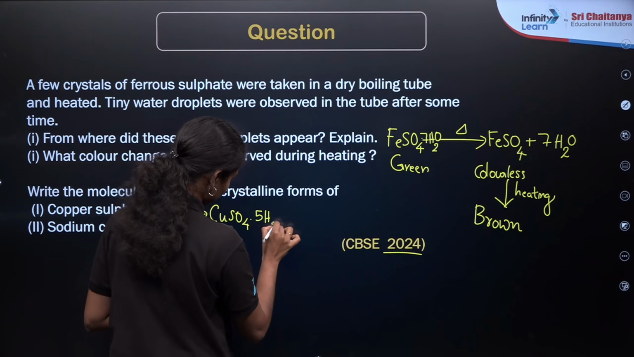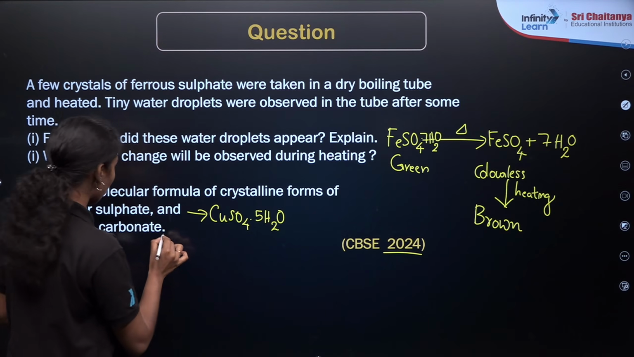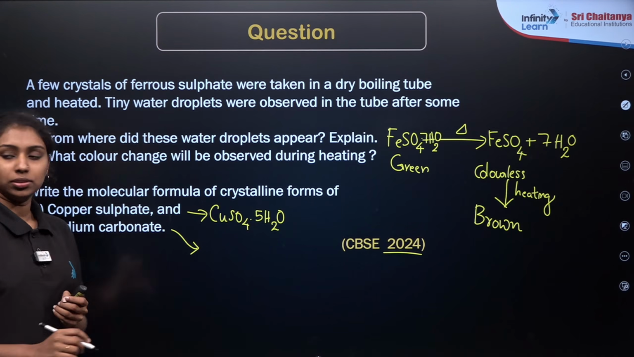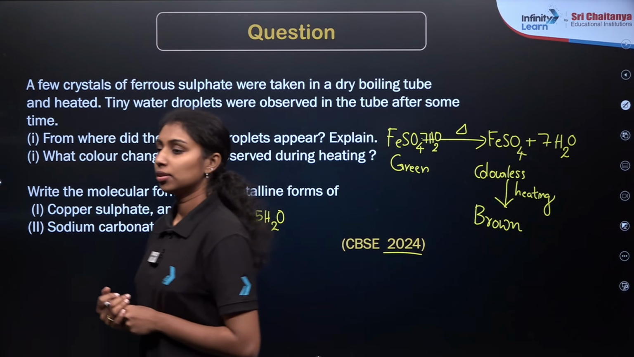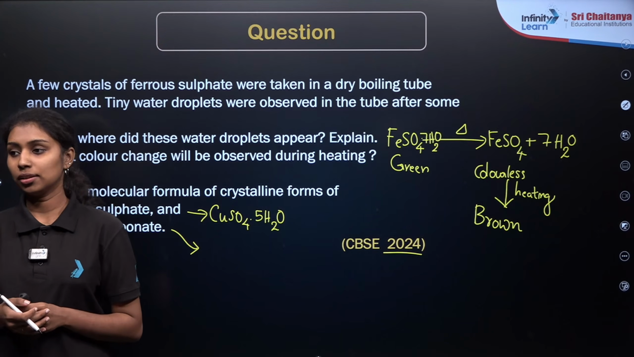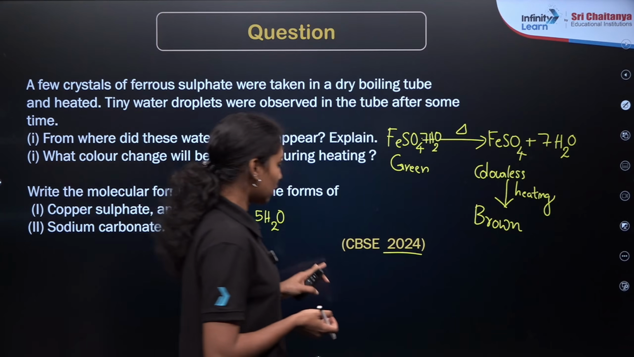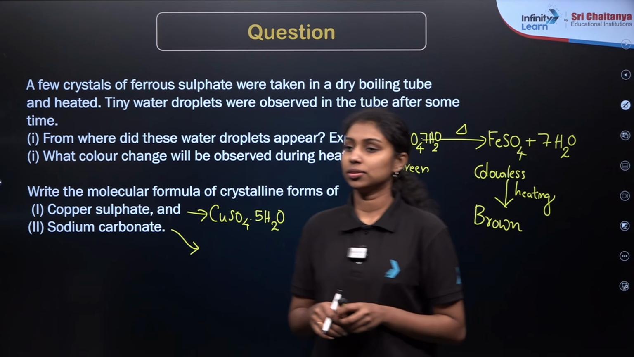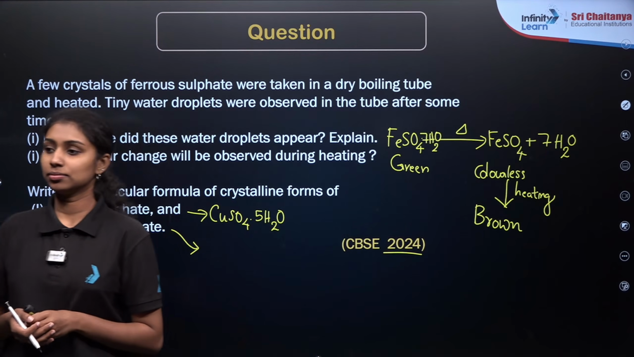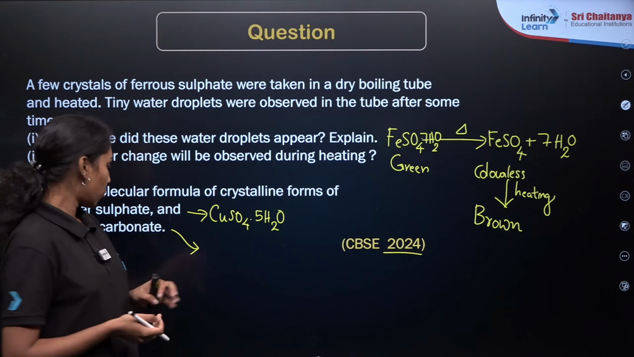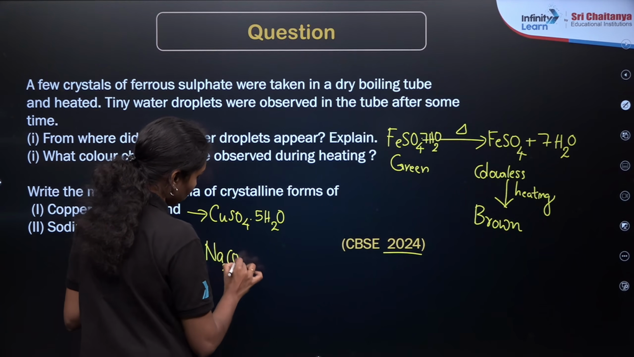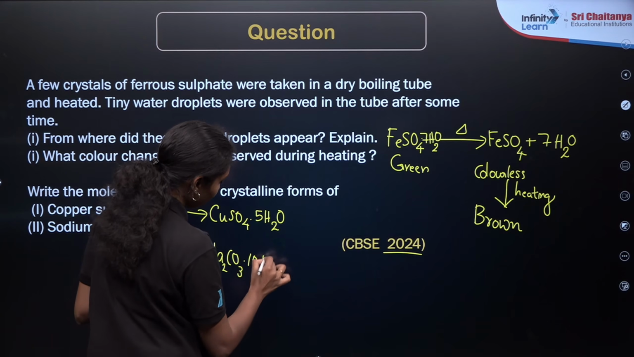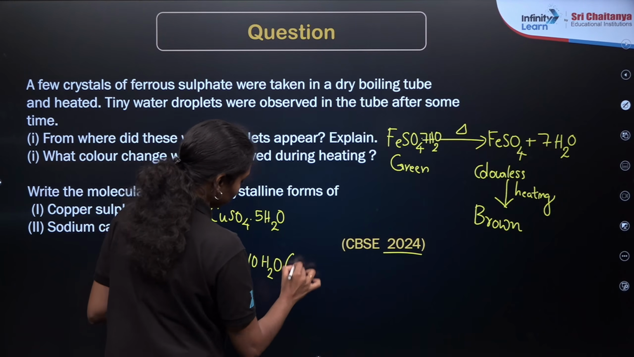Then what about sodium carbonate? Arush, you need to revise the topic once again. Sodium carbonate is Na2CO3.10H2O. This is known as our washing soda, right?